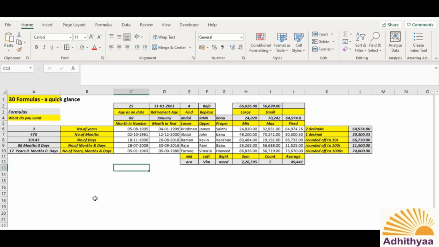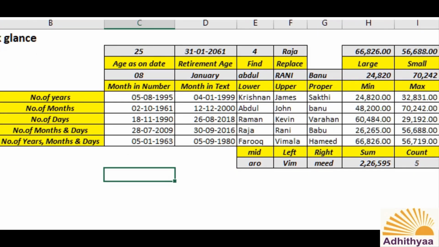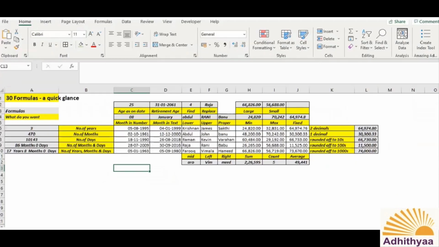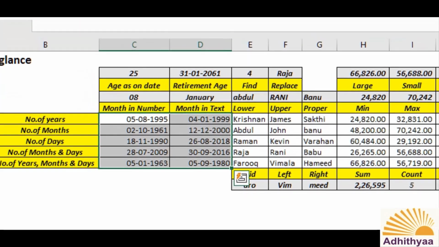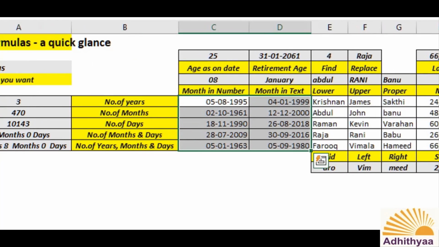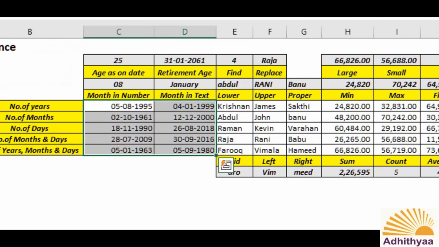There are three categories of data which I have used. Look at this. If I select it and zoom it for you, this is the one which is talking about the date ranges. There could be dates, months and also years. This is one set of data.